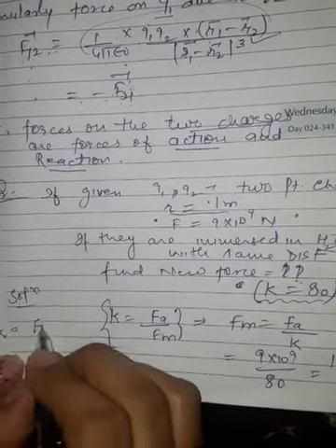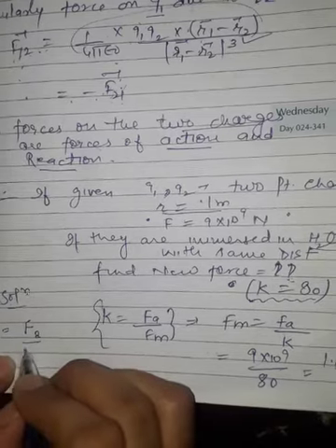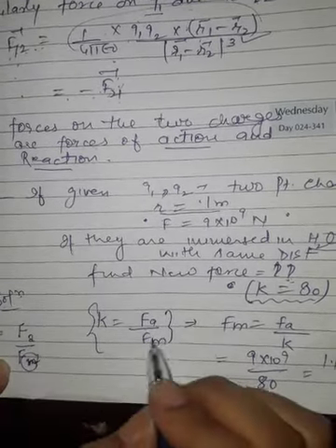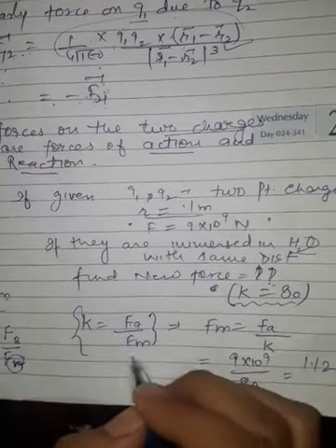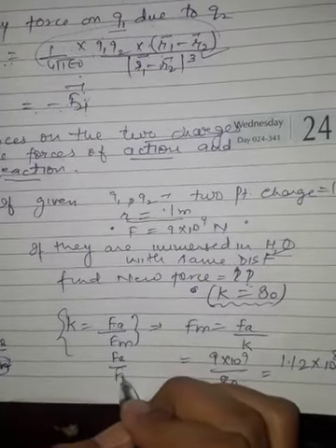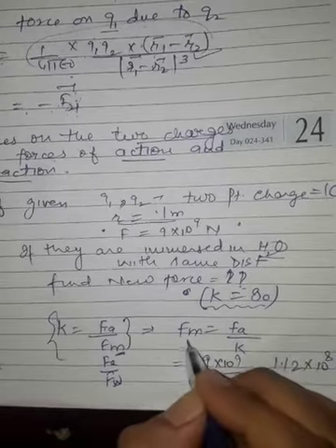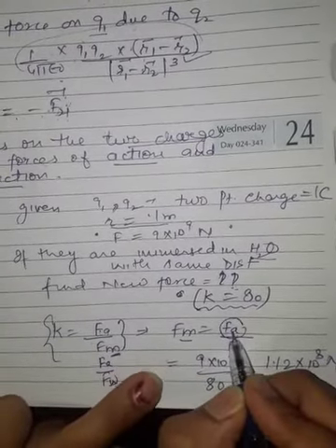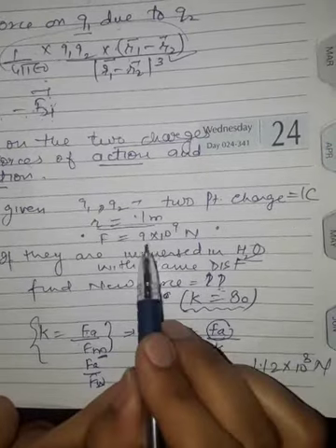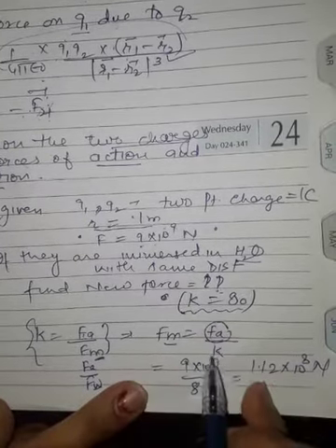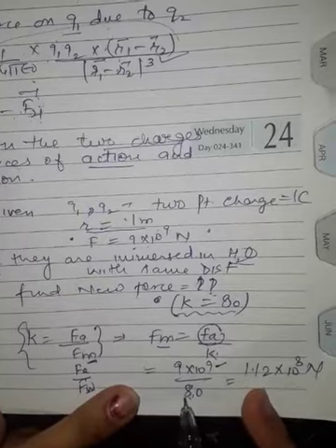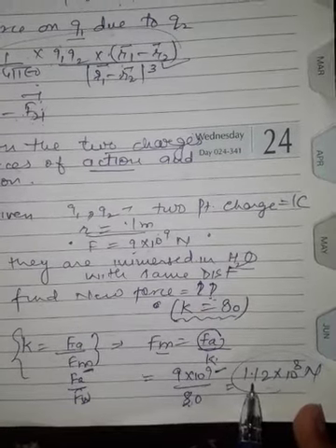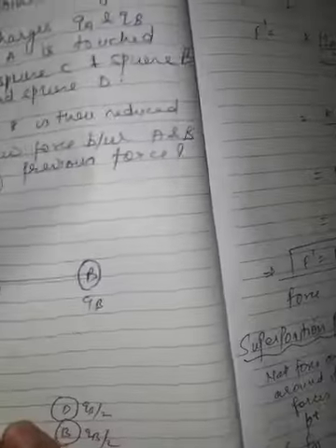It is the ratio of the force between the two charges in air to the force between the two charges in another medium. Now what is the other medium? It is water. So Fa by Fm is Fa by Fw, because now the medium is water. So what is Fm? Fa by K. What is Fa? The force between the two charges when they were in air. It was 9 into 10 raised to power 9 Newton divided by K, that is 80 given to you. So what is the new force? 1.12 into 10 raised to power 8 Newton.